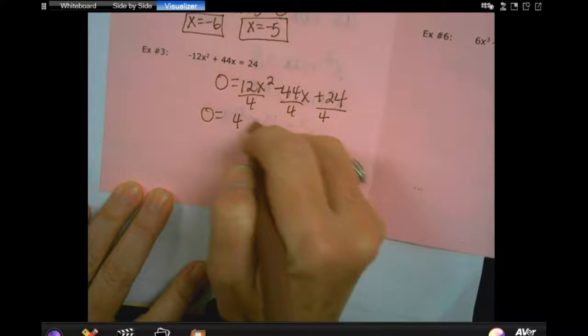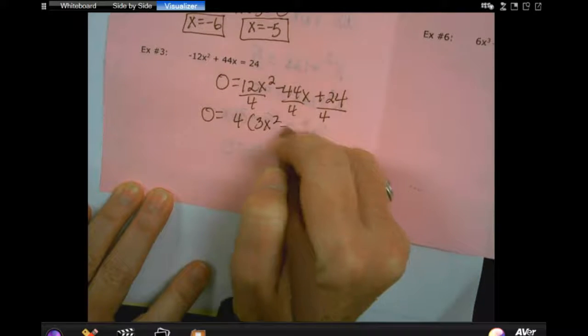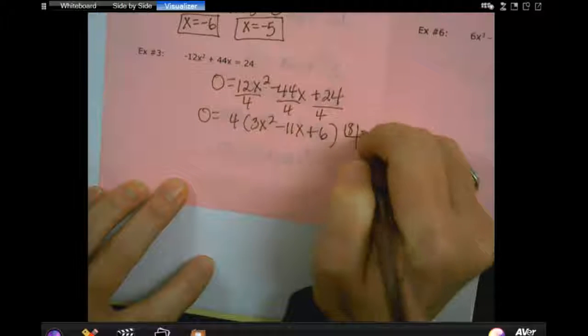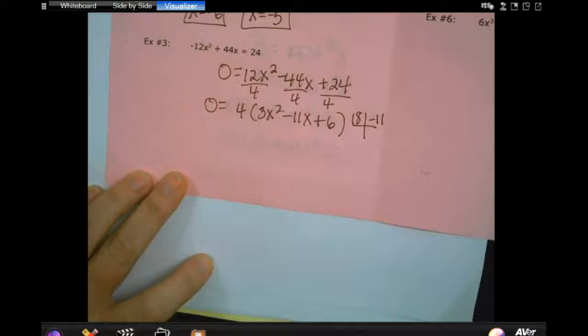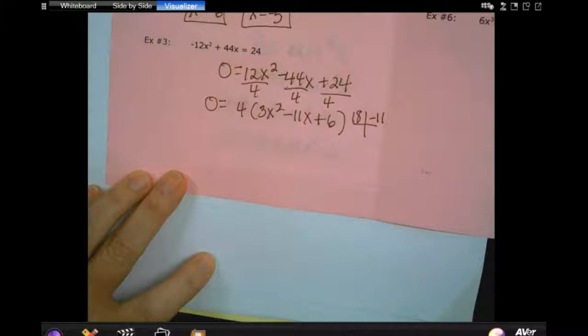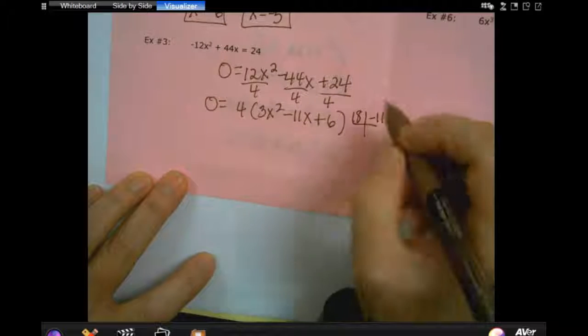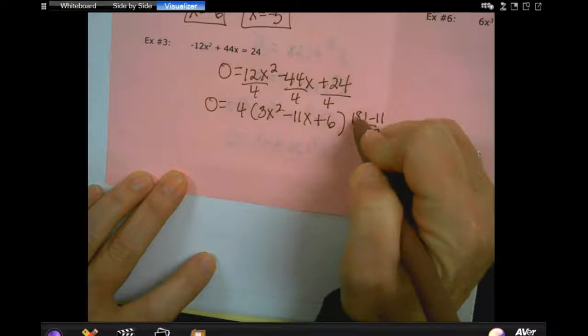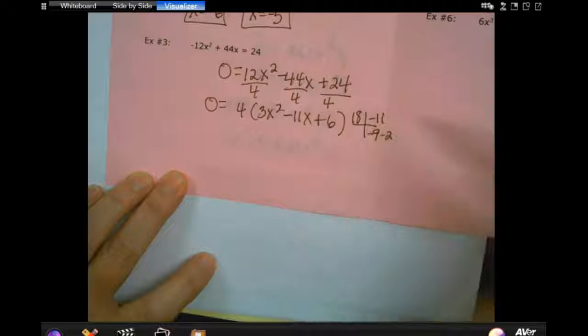So what comes next? Which is 4. So my A times C is 18 and my B is negative 11. So what factors do I use? And are they positive or negative? They're both negative because a negative times a negative makes a positive, and negative 9 minus 2 is negative 11.